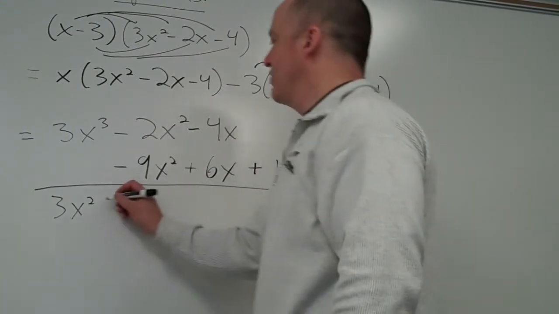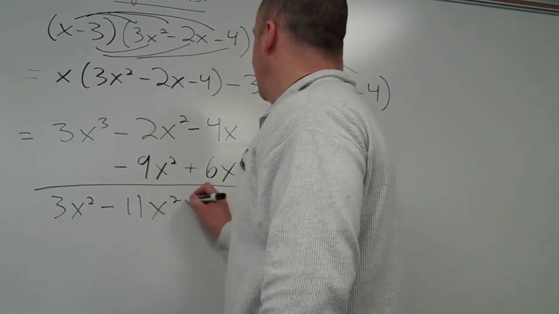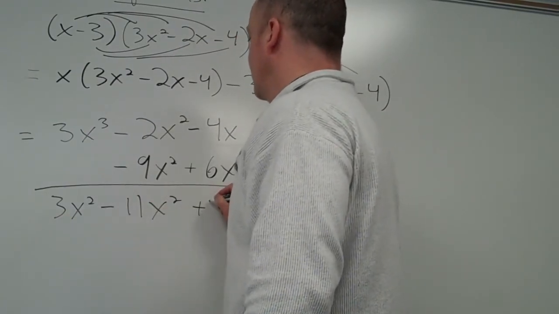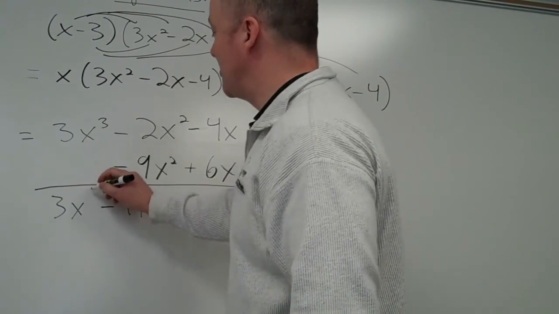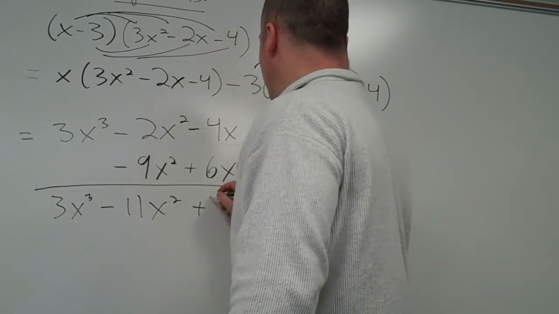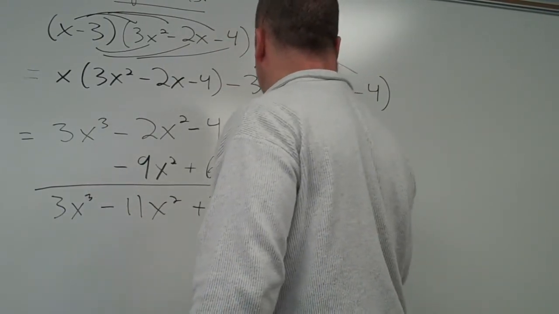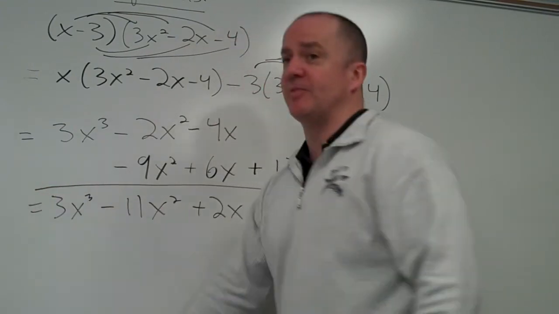Yeah, I got it. So now this will be minus 11x squared. It's 3, not 2. It is 3x cubed. Thank you very much. You guys are good at this. Plus 2x plus 12, and this is my final answer for multiplying those two.